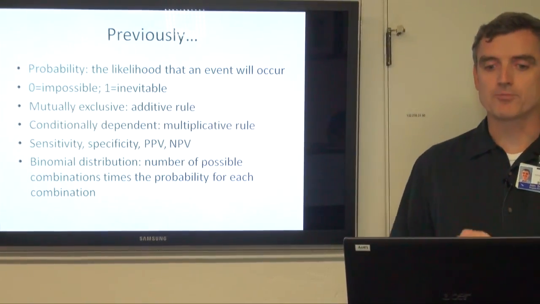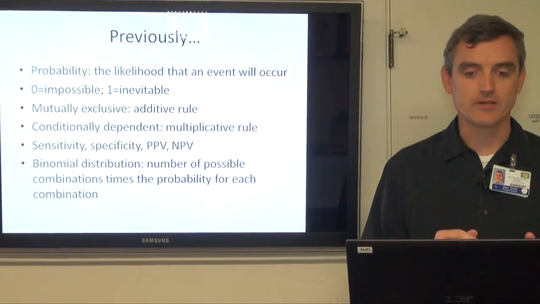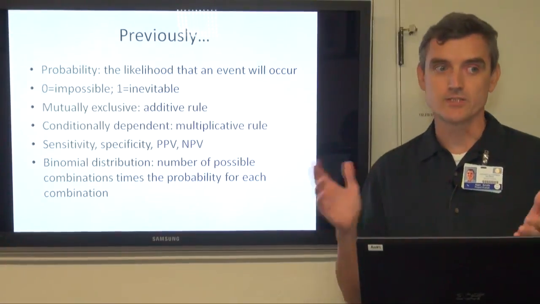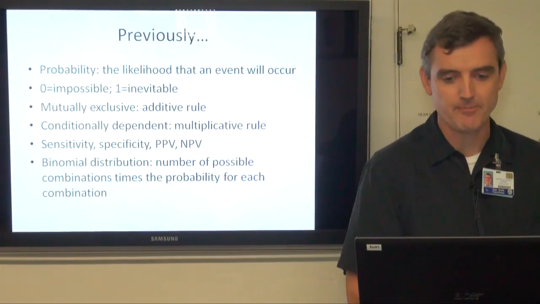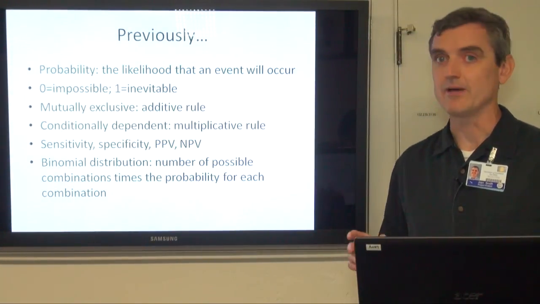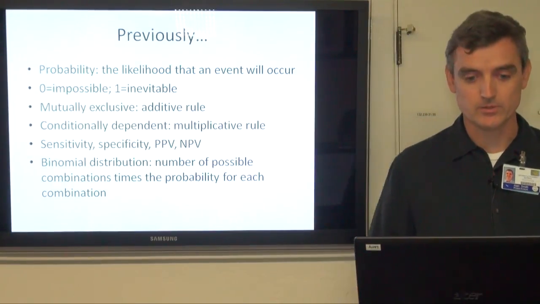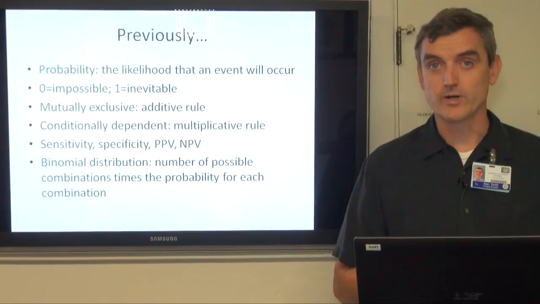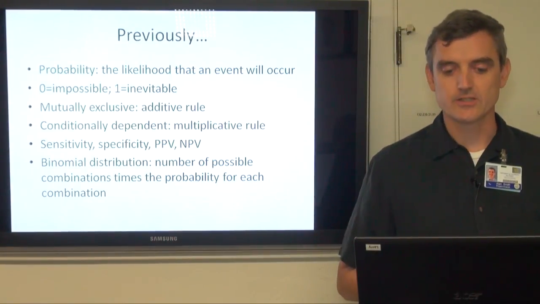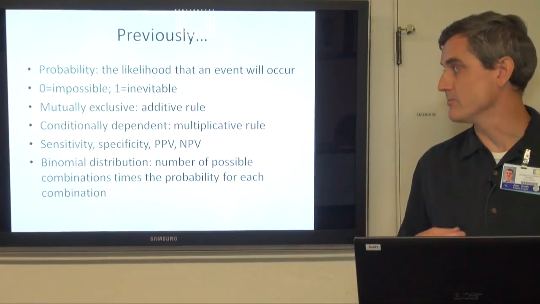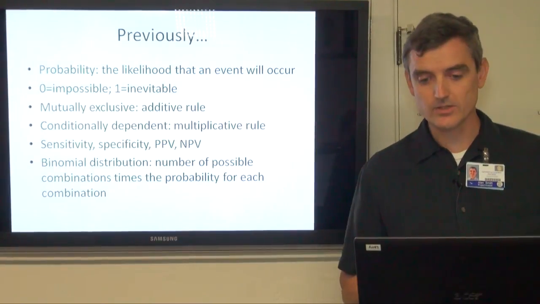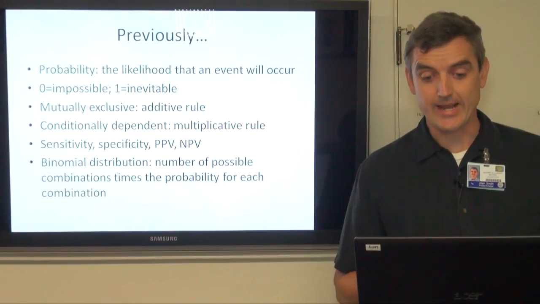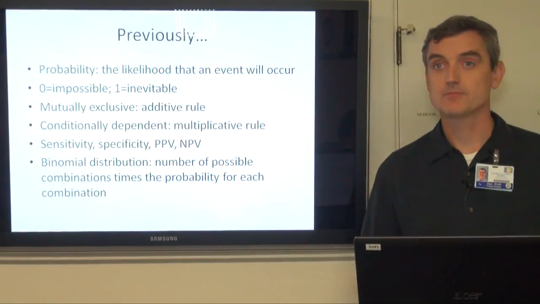Last time we talked about probability. Probability is just the likelihood that an event is going to occur, and it ranges from 0 to 1. 0 means it's definitely not going to happen. 1 means it definitely will happen. Most things happen somewhere in between those. We talked about mutually exclusive events, where we use the additive rule, and conditionally dependent events, where you can use the multiplicative rule to look at whether one thing and another will happen.